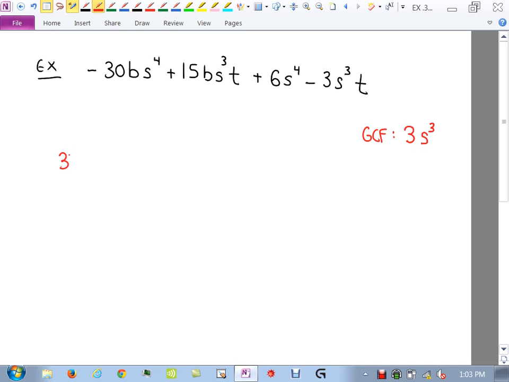So I'm going to put 3S cubed out here, and then in parentheses, let's turn negative 30 into... 3 into negative 30, multiply it by what? Negative 10. All right, I also need a B, but I don't have a B, so I need to introduce one, right? I need an S to the 3rd to become an S to the 4th, so I need S. So I've got some BS there, right?